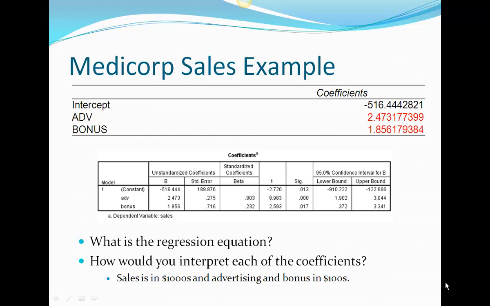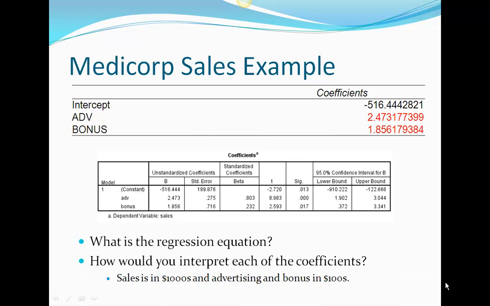So my regression equation would be sales is equal to negative 516.44 plus 2.47 beta advertising plus 1.86 bonus. So I could use this for predictions if I had a given dollar amount of advertising and a given dollar amount of bonus. I could plug that into that equation and it would spit out the expected sales values for me.